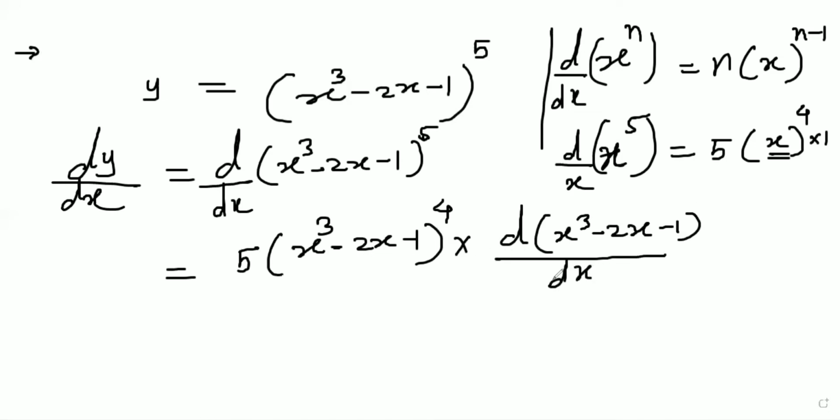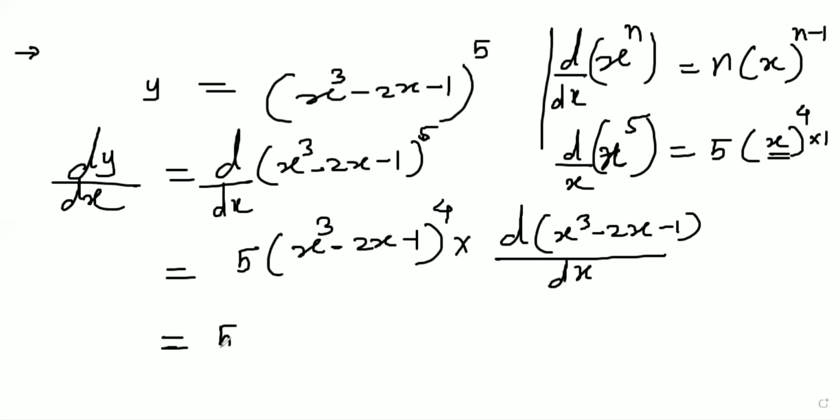I will repeat again what we have done here. The given function is (x cube minus 2x minus 1) raised to 5. We have taken its derivative with respect to x, and the derivative of the given function with respect to x is 5 into the given function raised to 4, as per the rule I have mentioned, into the derivative of the basic function. Whatever basic function is asked here, we also have to find its derivative separately. So let's go for the next step now.